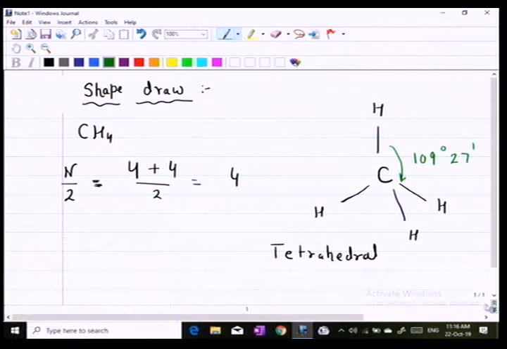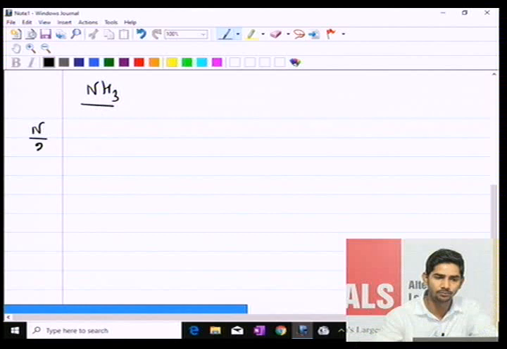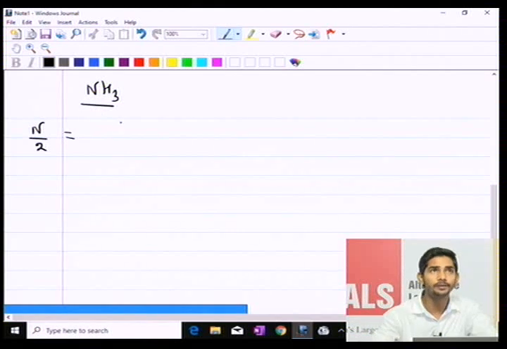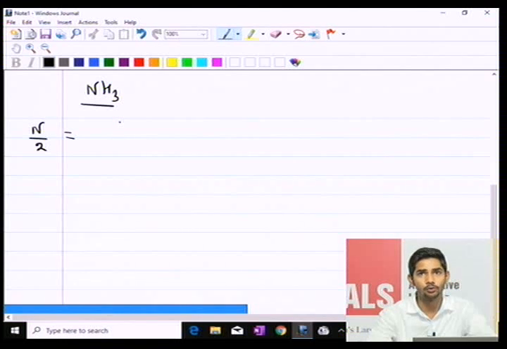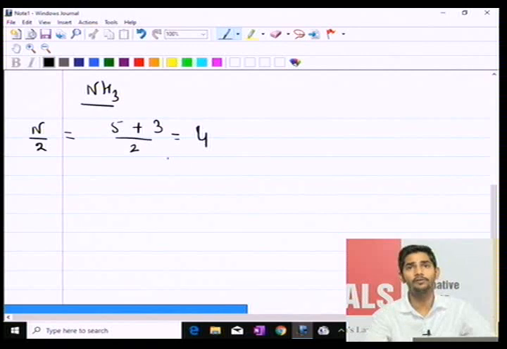Now I'm taking another example. Let's talk about ammonia. First of all, we have to calculate the n by 2. Again, first we check the central atom, which is nitrogen. We write the valence electrons of nitrogen, which are 5, plus the number of atoms other than the central atom, which are 3 over here. So 5 plus 3 is 8, divided by 2 comes out to be 4. So again we have got the 4.